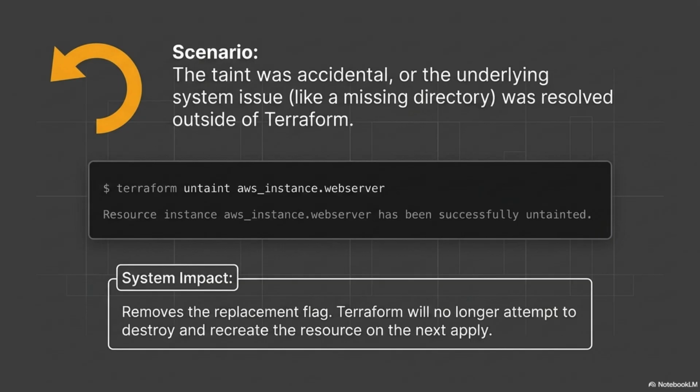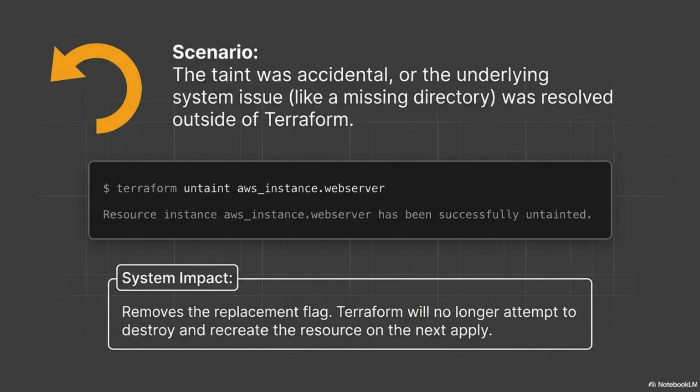Now here's the scenario that trips people up. What if the taint was a mistake? Maybe the provisioner failed because of a missing directory, and you fixed that directory issue directly on the system without going through Terraform. The underlying problem is resolved, but Terraform still has that taint flag set. On the next apply, it's going to destroy and recreate a resource that's actually fine now.